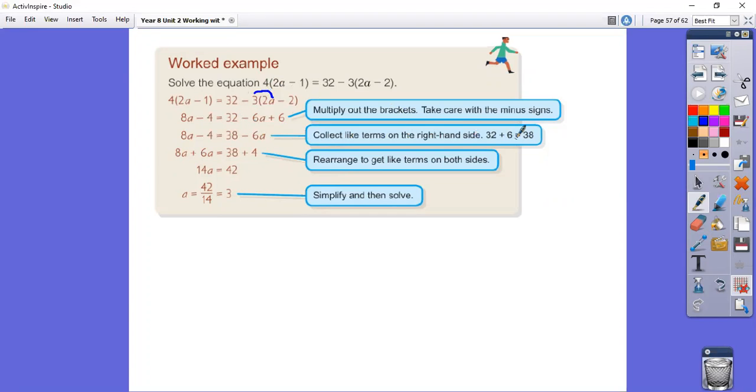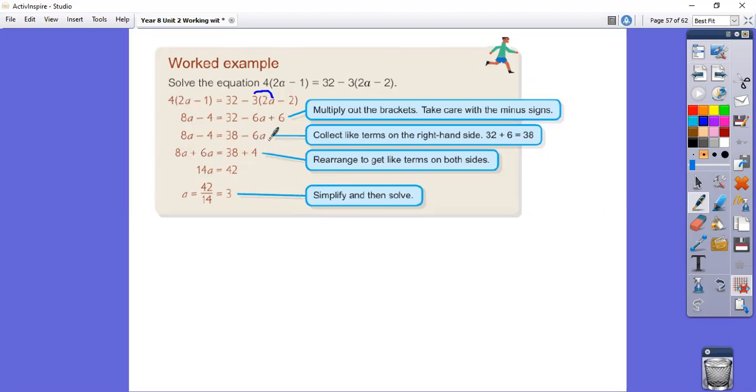Then collect the like terms on the right-hand side. So you would do the 32 plus the 6, that's 38, minus 6a, there's no other term on the right-hand side. The left-hand side I would leave the same, because 8a and negative 4 are not the same creatures, so you can't simplify them.